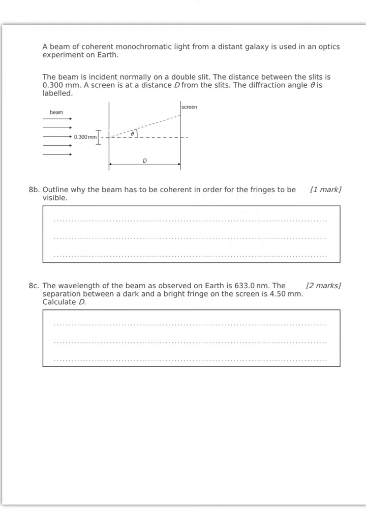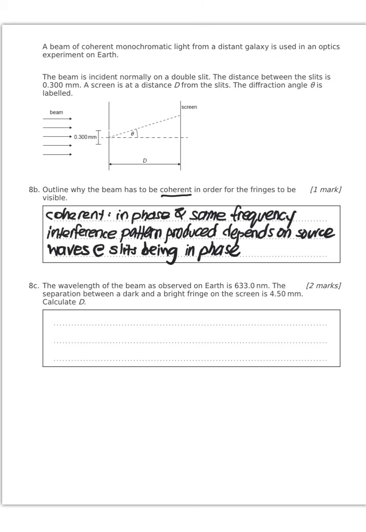Okay, 8b says, why does the beam have to be coherent? What does coherent mean? All right, so 8b, coherent means in phase and same frequency. So the interference pattern that's produced on the screen, like the fringes that we see, only occur on that screen if the light waves coming out of the two slits, the two sources, are the same frequency. That's what you mean by monochromatic.